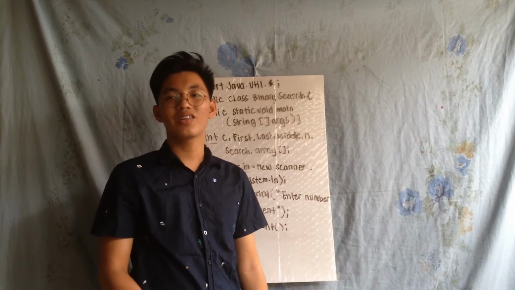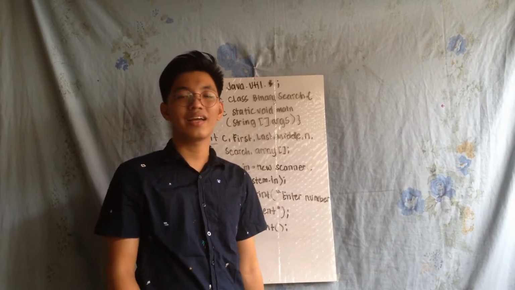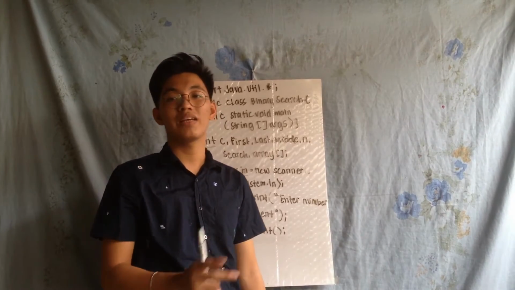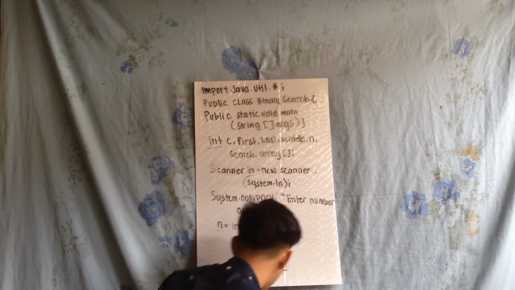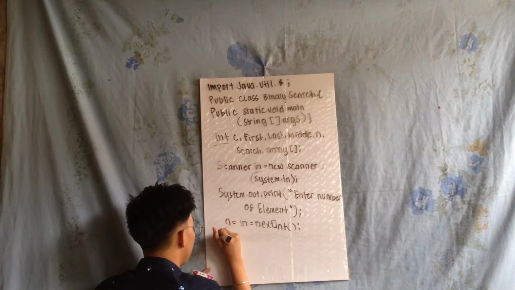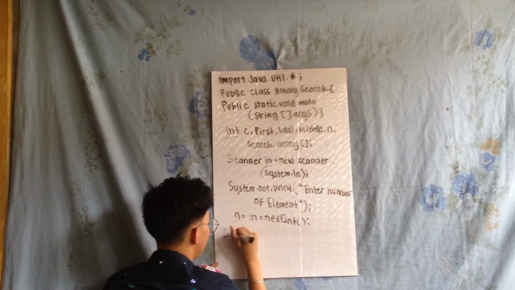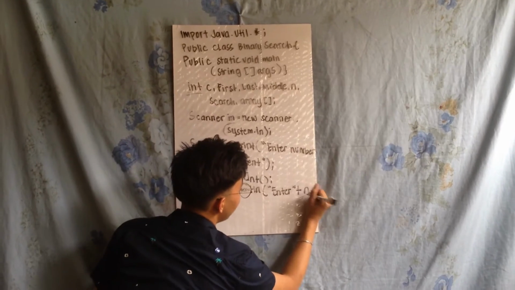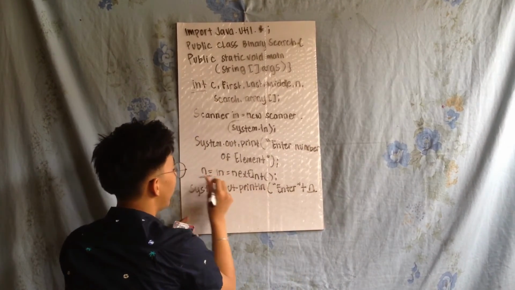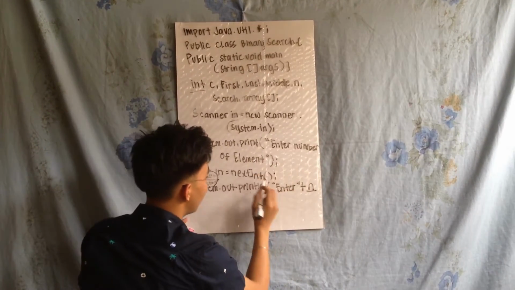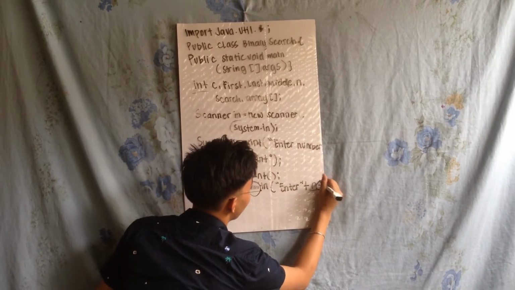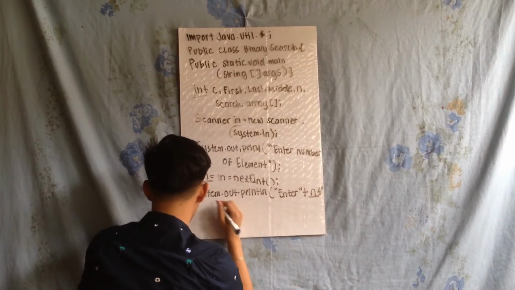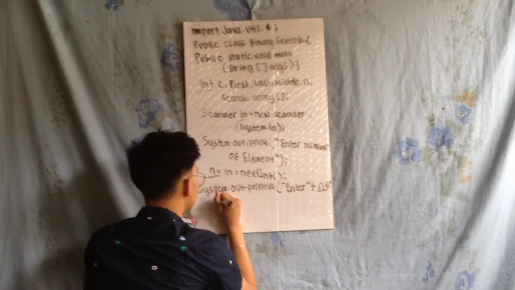Para sa next system out.print, yung pag-enter naman ng n ay variable plus integer. So, ipapakita ko siya. Plus n, yung variable natin na n para sa number of elements, then plus integers.